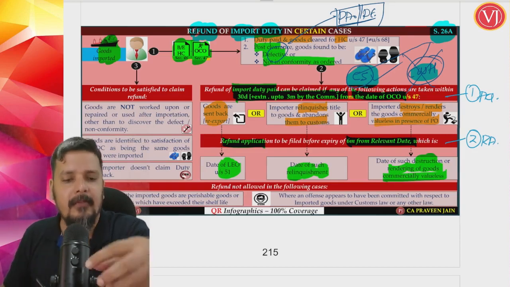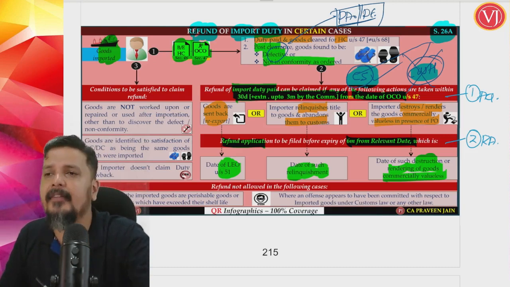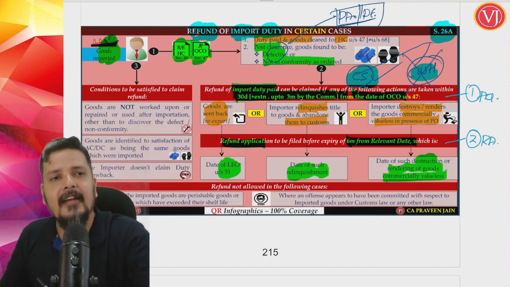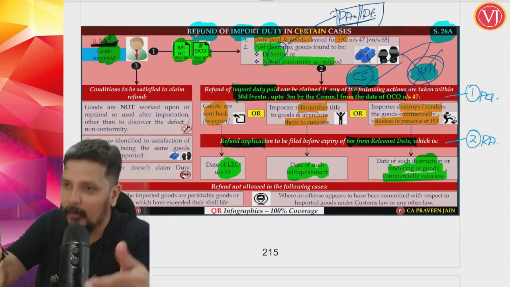Two steps. First take an action, then apply for refund. Take an action within 30 days plus 3 months. Then apply for refund within 6 months. Take an action within 30 days plus 3 months from the out of charge order date when you got the goods.